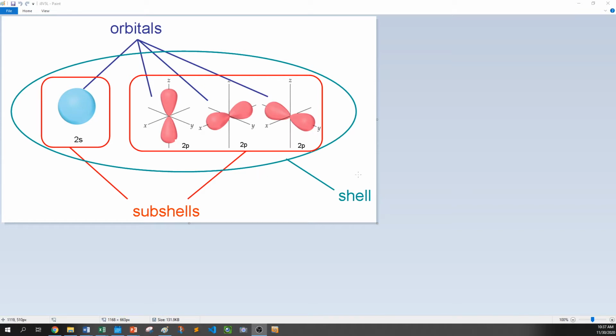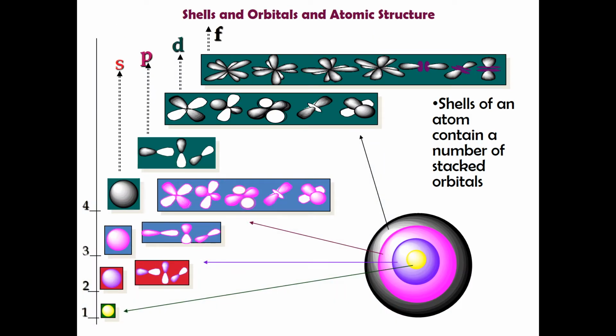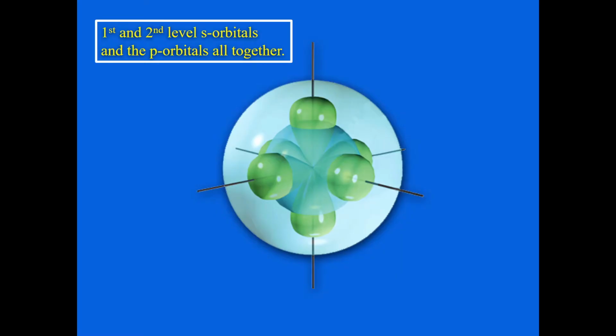So shell is just another word for energy level. It's more encapsulating though. And all the p orbitals make up a subshell. There's only going to be one s orbital, but it would also be a subshell. And then everything on the second energy level is known as the shell. So all these stack together.